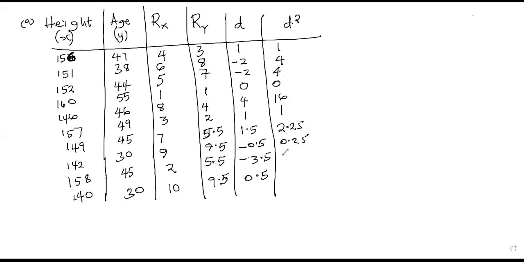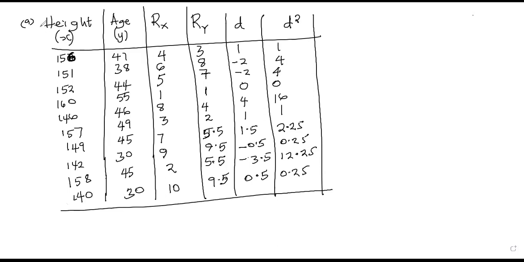3.5 squared, 9, 10, 11, 12.25, right? Then 0.5, this one gives 0.25 when you square it. So that is my table, but your table should be dressed very well. Don't leave it open.